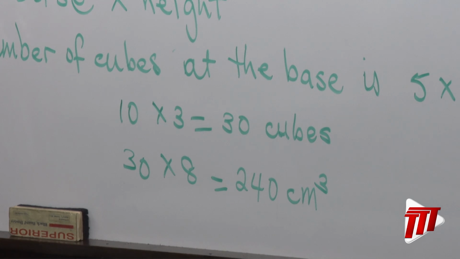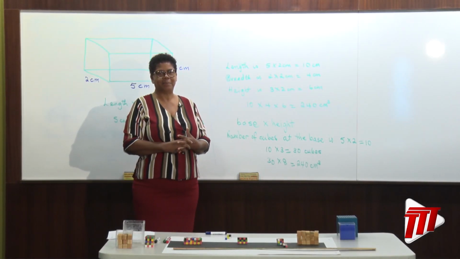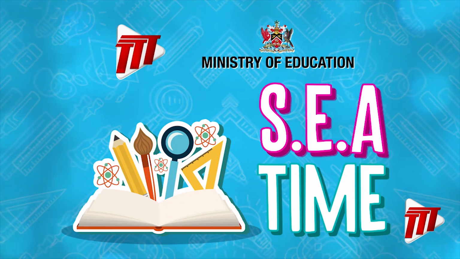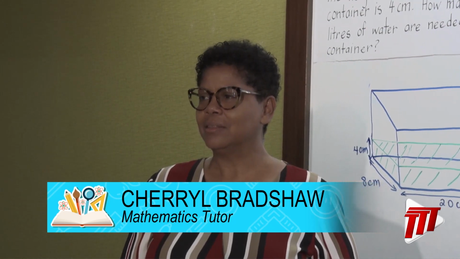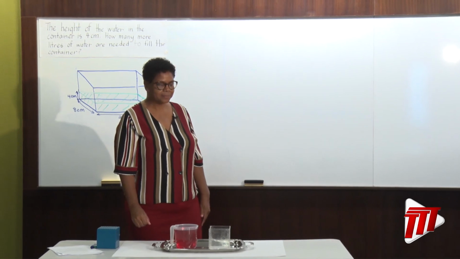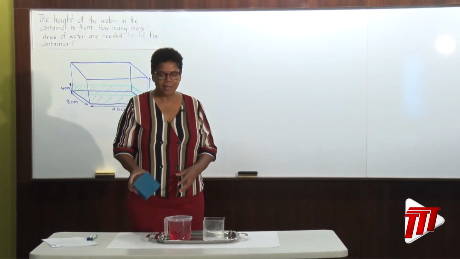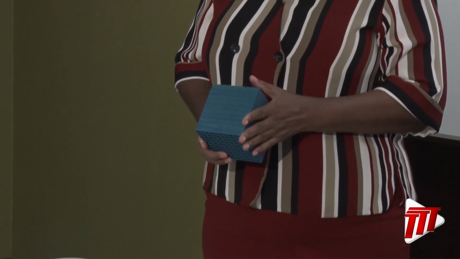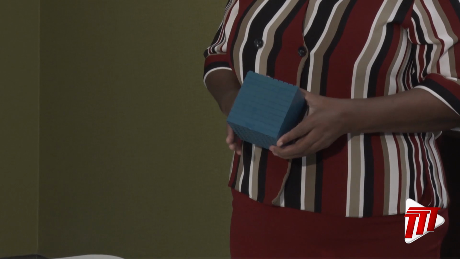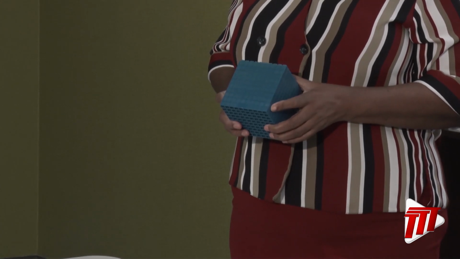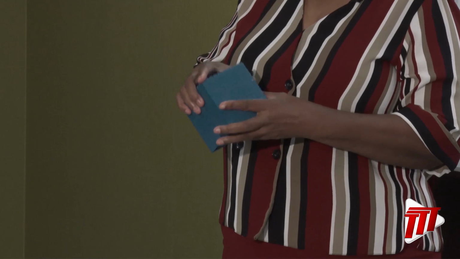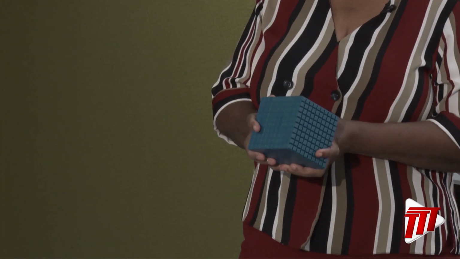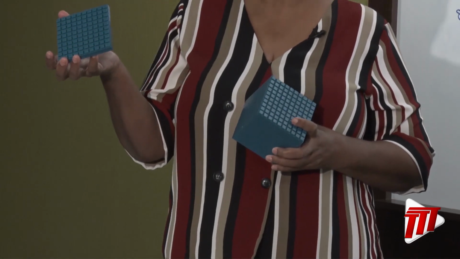The next thing I want to do is to show you the relationship between volume and capacity. Here I am going to demonstrate the relationship between volume and capacity. In front of me, I have this 10 centimeters cube. Remember, I measured it a little earlier, and I showed you that the length was 10, the breadth was 10, and the height was 10. And if I remove the layers, the bottom layer is 10 by 10, which is 100.